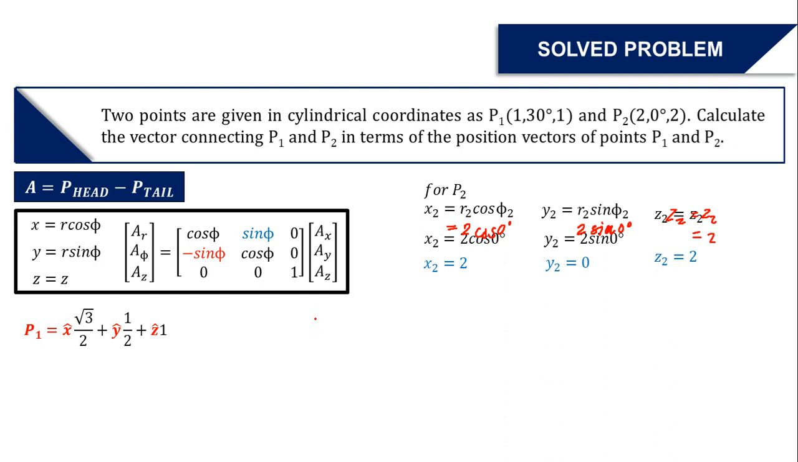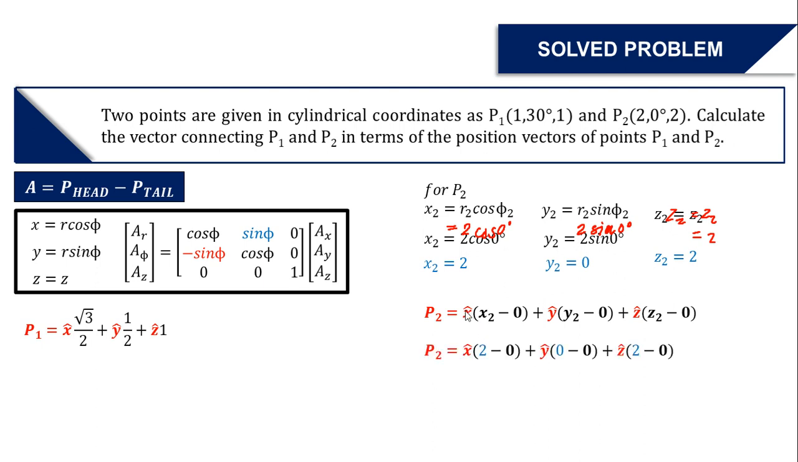Sundan lang ulit natin yung formula ng position vector sa P sub 2. Then, substitute natin yung mga values na nakuha natin. Sa x, we have 2. Sa y, we have 0. Z, we have 2. Therefore, itong y, mawawala na yan. Matitira lang x and z. So, yung ating position vector at point 2 is equal to x hat 2 plus z hat 2. Okay. Tabi lang ulit natin yan dito. Kasi gagamitin natin yan mamaya.